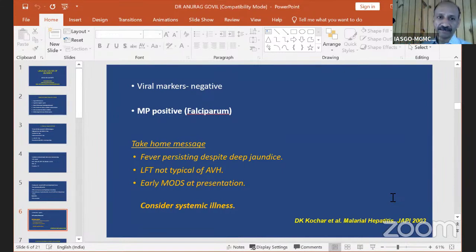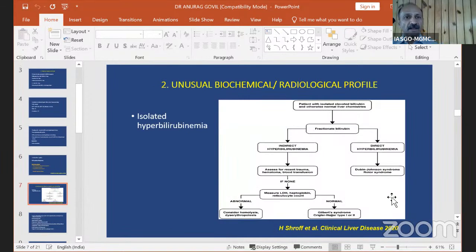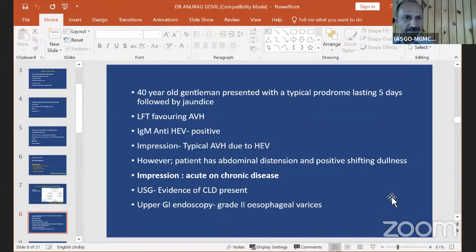So is there a learning point here? Yes. So if you have fever, which persists despite jaundice, deep jaundice. The LFTs, if they don't favor viral hepatitis, and you know what LFT in a viral hepatitis is like, you had these previous lectures, an early multi-organ dysfunction. Start thinking in terms of systemic causes rather than just hepatotrophic viruses. Could be even enteric for all you know. This I'll skip because you've already had in the previous lectures. LFT showing isolated hyperbilirubinemia and how to approach it. So I'll skip this slide.